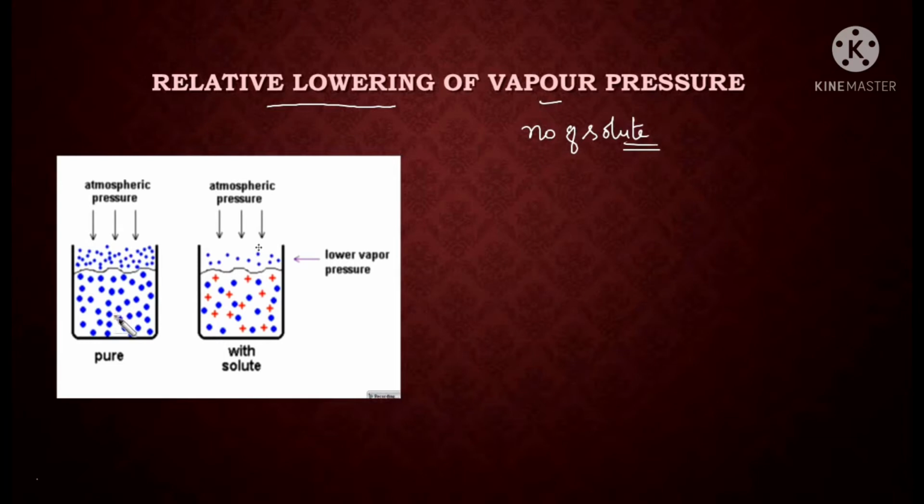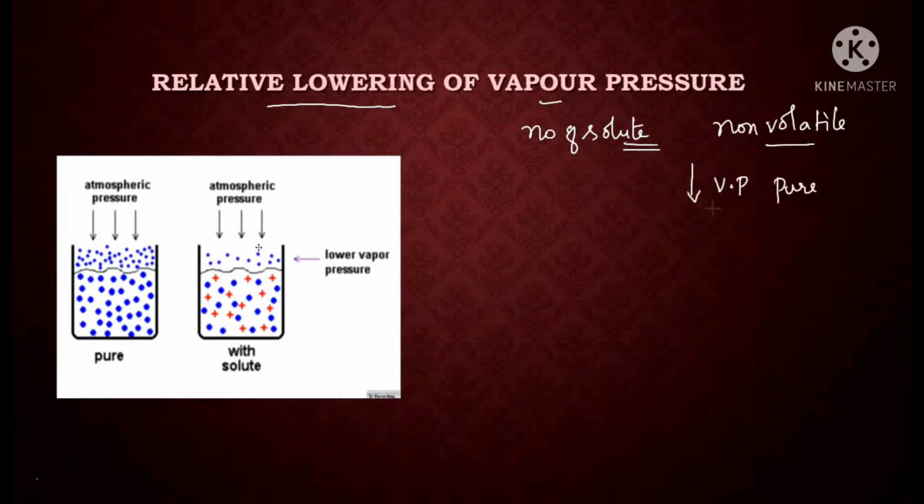Actually, what happens? This pure solvent will vaporize easily, but when you add non-volatile solute particles, what do you mean by non-volatile? Non-volatile means non-vaporizable. When non-volatile solute particles are added to this pure solvent, they will occupy the surface of the solvent, so that these non-volatile solute particles will not allow the solvent molecules to evaporate easily. So automatically there will be a reduction in the vapor pressure of the pure solvent, okay?